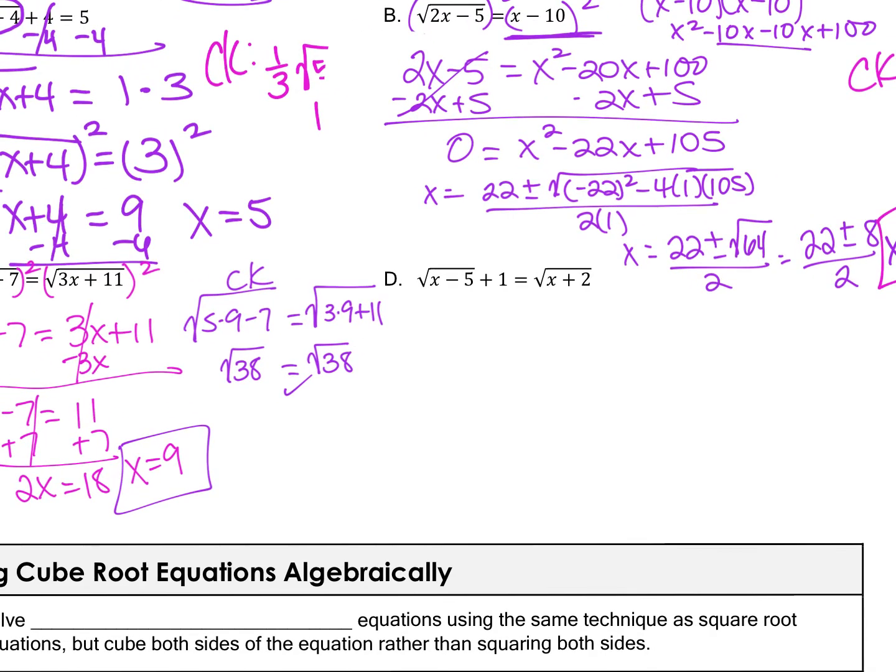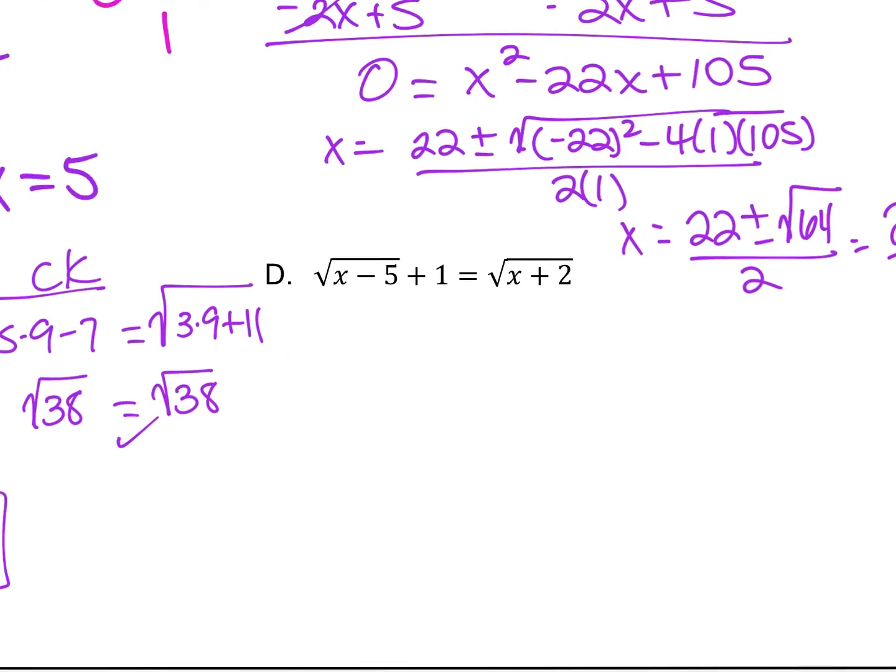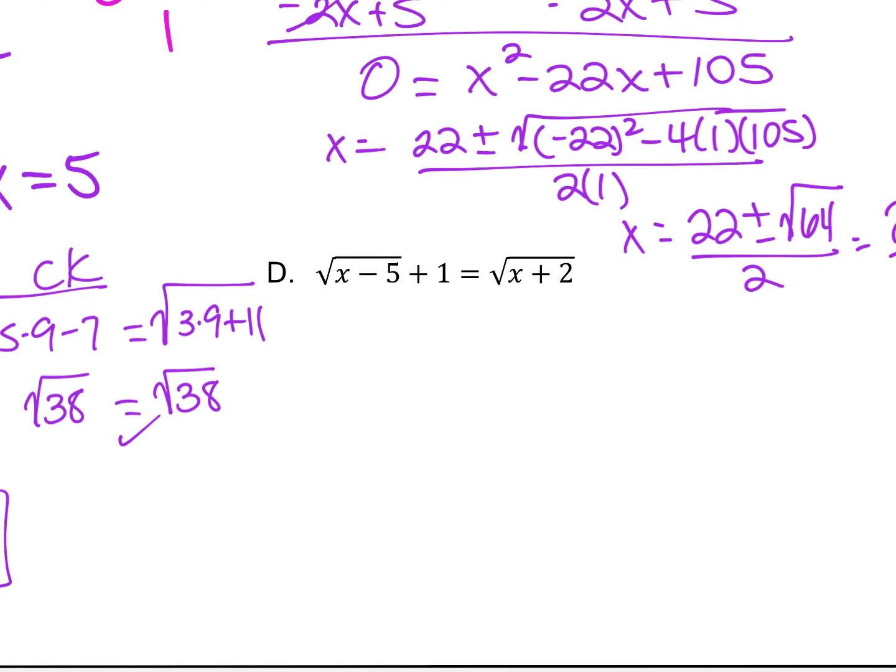Okay. Let's look at part D. So notice here that I have a radical on both sides, so I can't actually get rid of that because it would just put it on the other side. So I need to go ahead and square both sides.